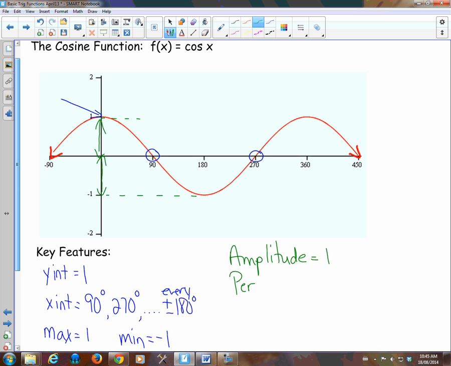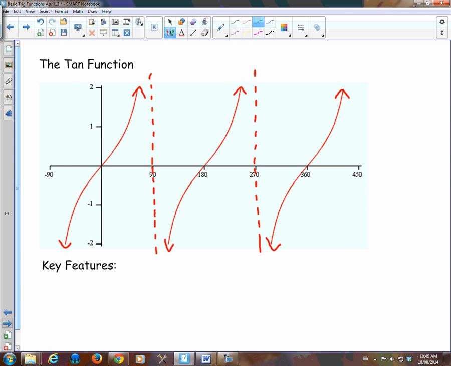It will also have a period, how long it takes to repeat itself. So I've started at 1, I go down to -1, back up, and I hit 1, and then the pattern starts repeating itself. So it takes 360 degrees until it starts to repeat itself. Amplitude, period. Last trig graph is the tan function.